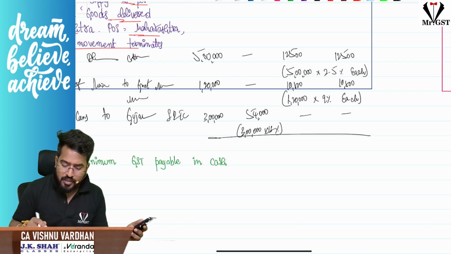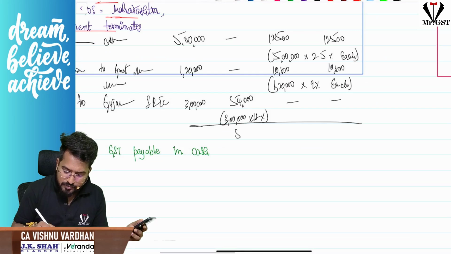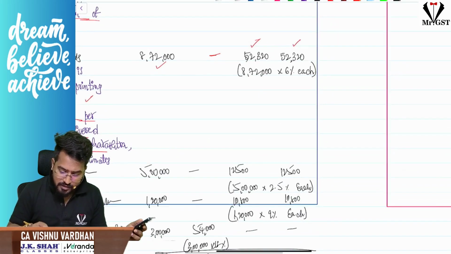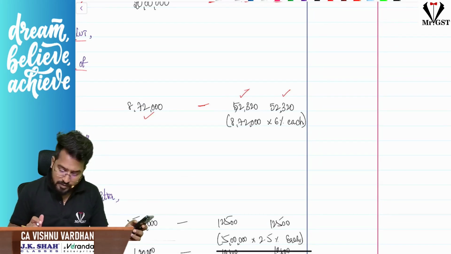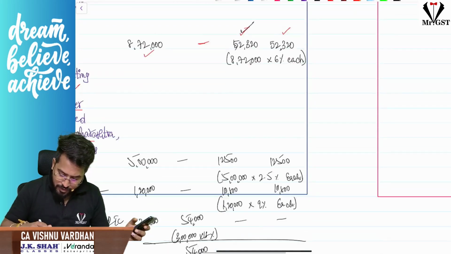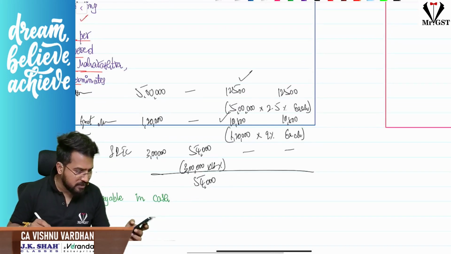If you see the total now, the total IGST is 54,000. CGST and SGST: 52,320 plus 12,500 plus 10,800. That will give you 75,620.